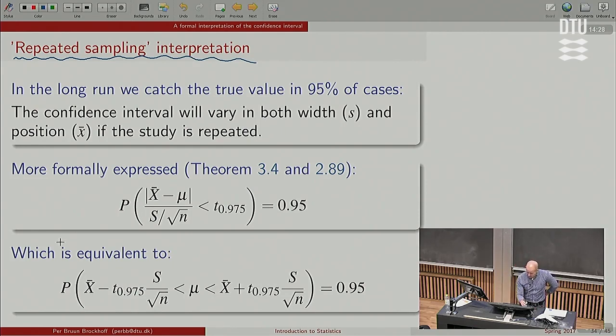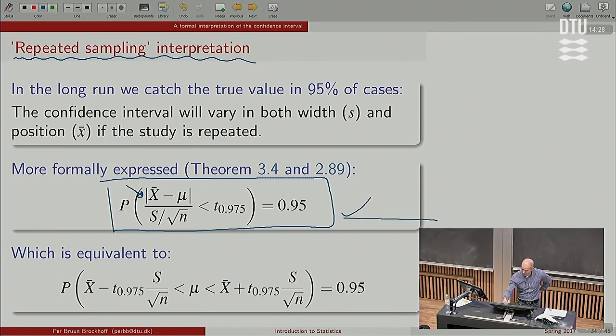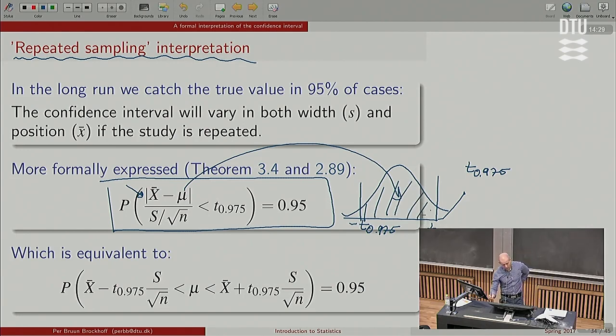And to be formal about it, the confidence interval means that the probability of the standardized error we make will be within, this is actually just exactly what the theorem is telling us, that if we have this t.0975 here, and actually it's minus t here, 0.975, then this one is in here 95% of the time, which is equivalent, in fact, exactly to the confidence interval statement here.